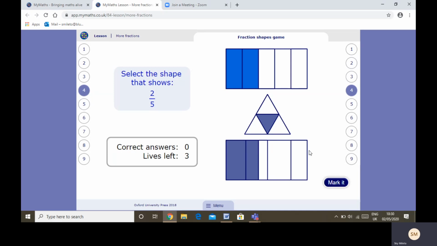1, 2, 3, 4, 5. Now these two both have 5, but what you should have noticed is this one, the parts are not an equal size. Now we know in a fraction, every single part of the shape, every single one of these fifths must be exactly the same size. But this one, if you got a ruler, that one will be much shorter than this one. Therefore, we know this one must be right.